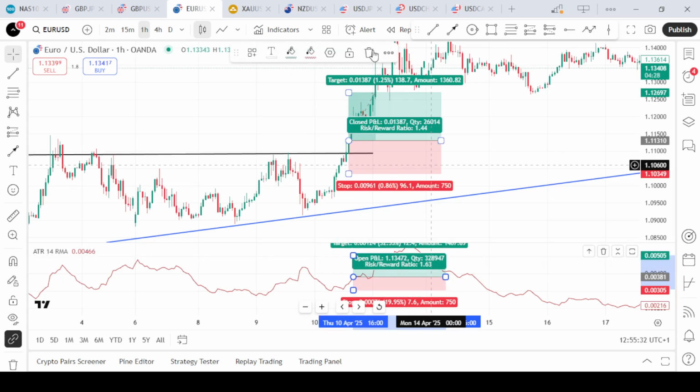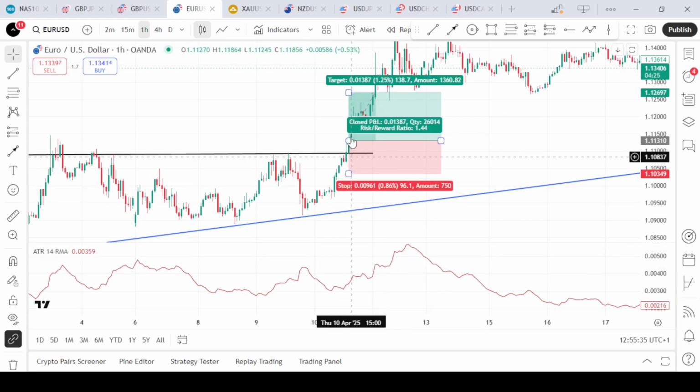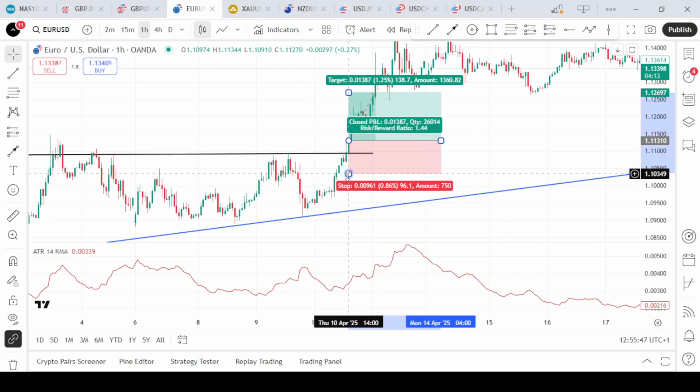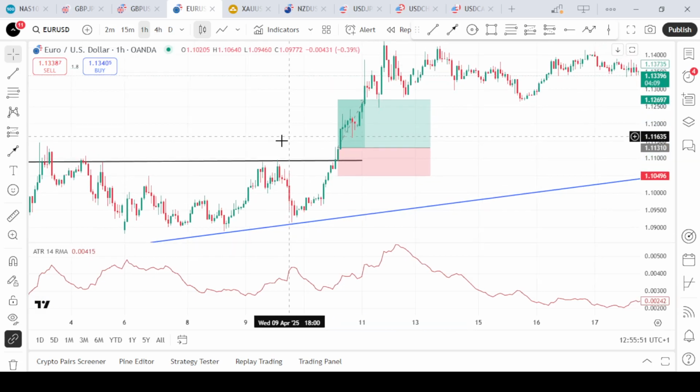Or you can make use of the ATR value at that area. This is the value at the area. This is 0.0396. You can multiply it times 1.5 to get your stop loss value, and you can use that for your stop loss. Same with your take profit.